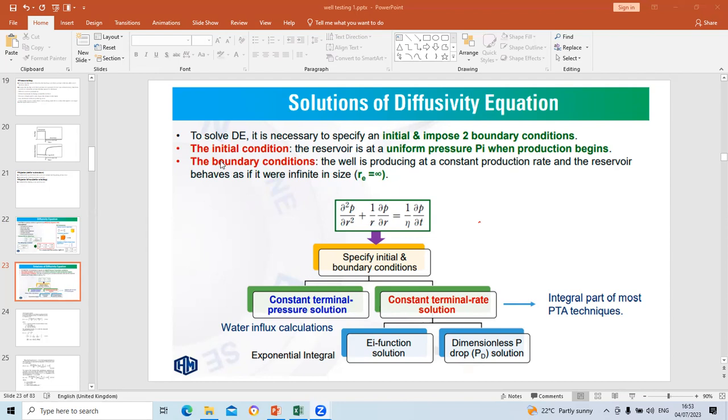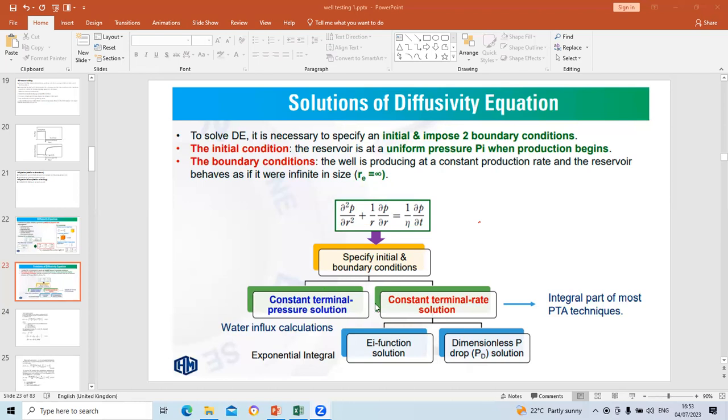Another assumption is the boundary condition. We are assuming that the reservoir is elastic. That means it is infinite acting. That means the pressure disturbance has not yet reached the boundary. That's why we are talking of re equal to infinity. So the production is not feeling the effect of the boundary. If these two conditions are met, this equation now can be solved.